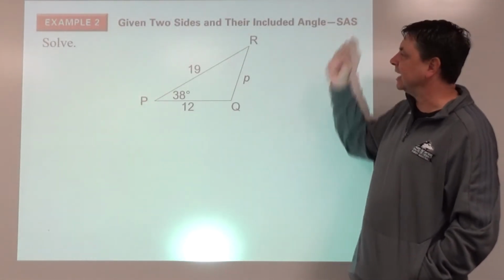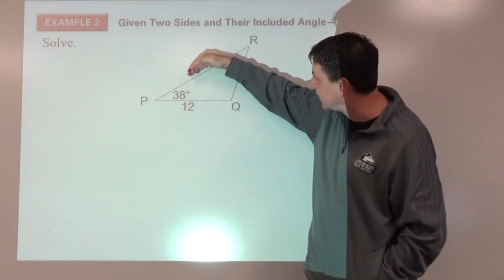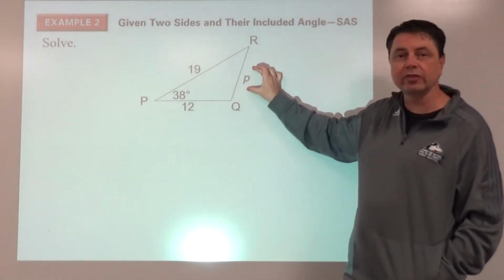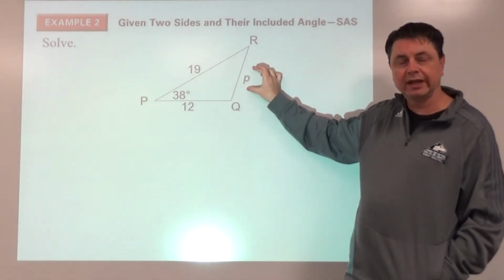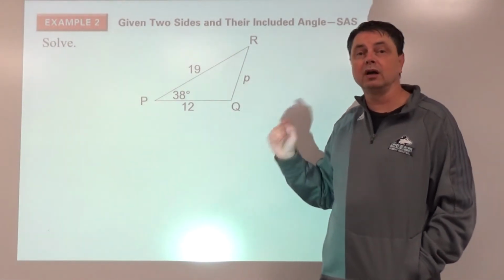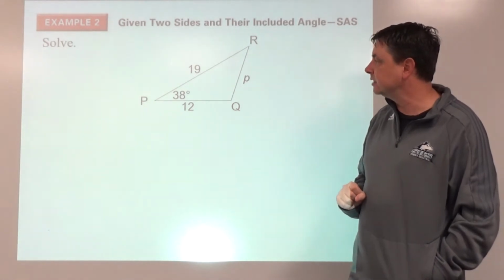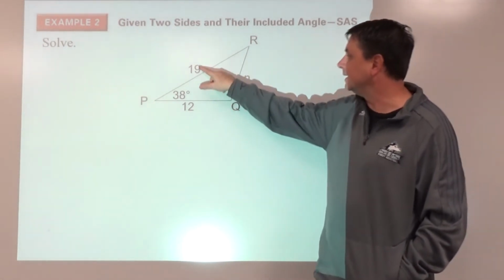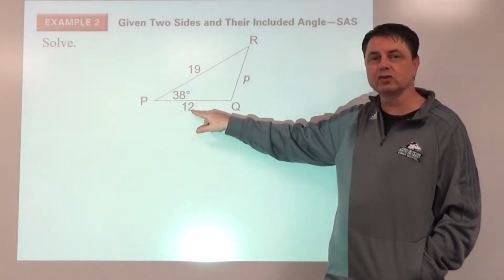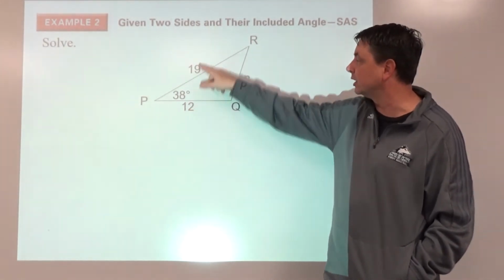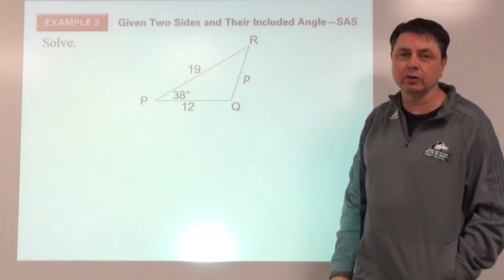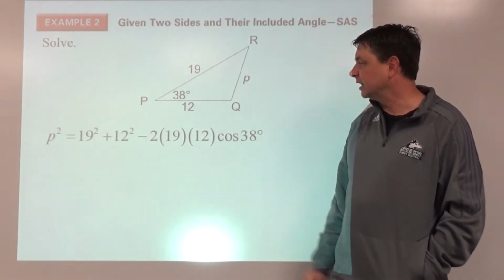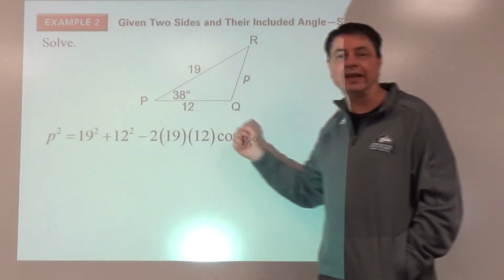Example number 2, side angle side. In that situation, we go after the third side first. And this is by the standard form of the law of cosines. So we would say p squared is equal to 19 squared plus 12 squared minus 2 times their product times the cosine of the 38 degrees, the included angle. And then we can just square root all of that.